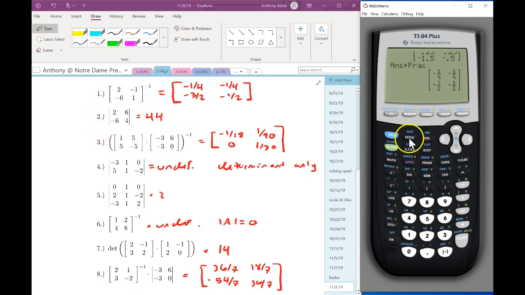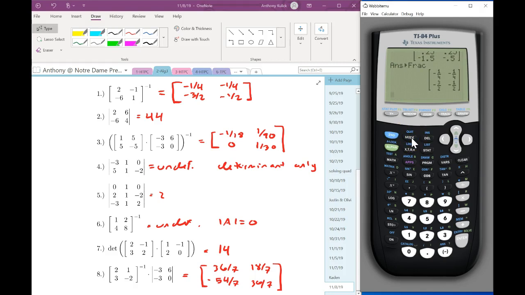So let's do number 2. Number 2, we're taking a determinant. We're going to start this the same way, so we're just going to go to that matrix menu. We're going to go to the Edit tab. This time I'm going to select matrix B. B is a 2 by 2. And I'm going to update my entries so that they're 2, 6, -6, and 4. Once I've updated those values, I'm going to exit out by pressing second and the mode button.